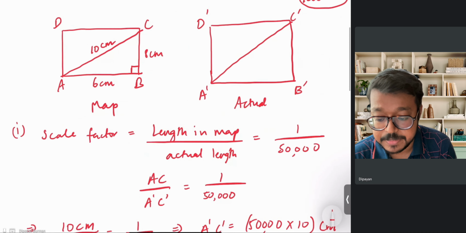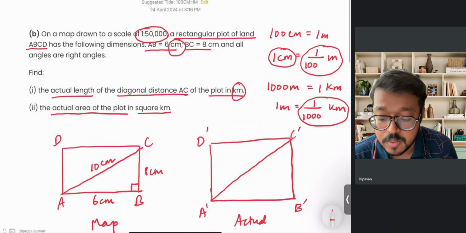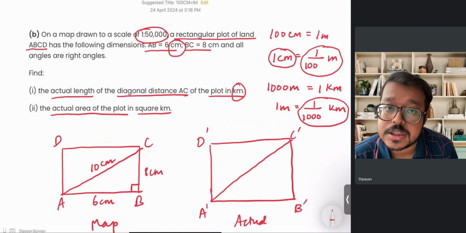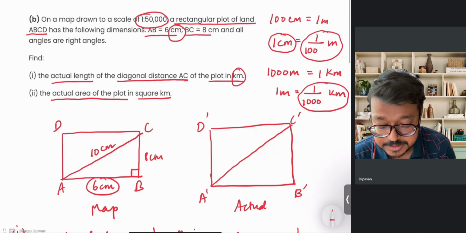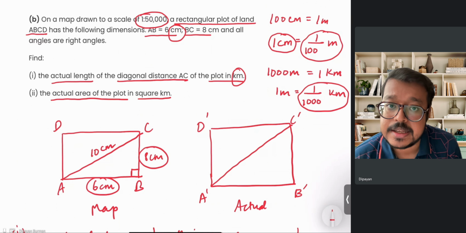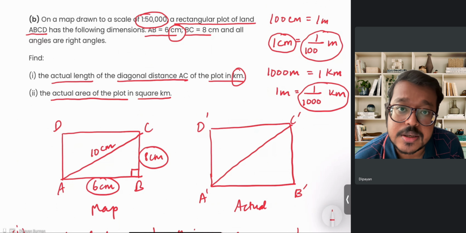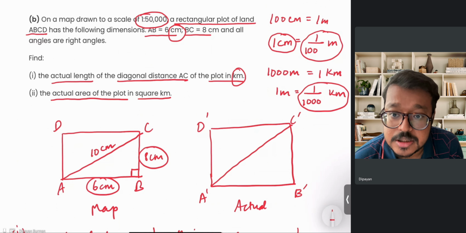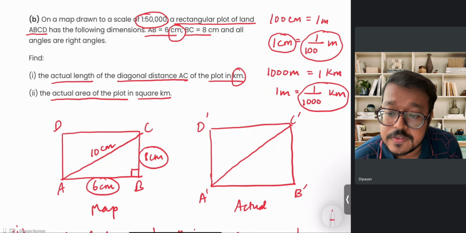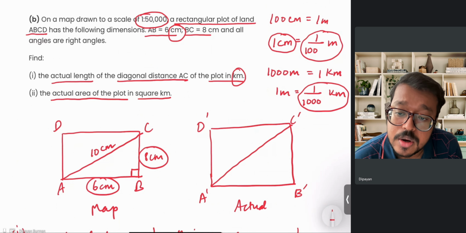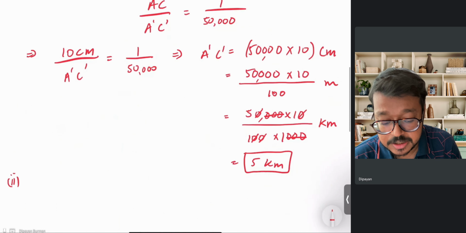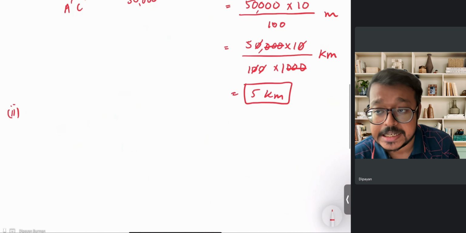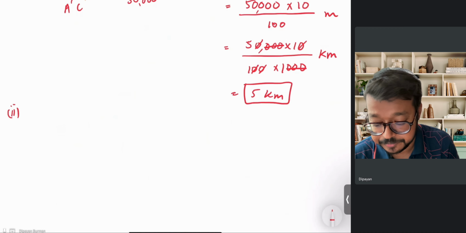Then for the second part, they're asking us what is the actual area of the plot in square kilometer. If I look at the map, the length and breadth are 6 centimeter and 8 centimeter. So the area in the map is 6 into 8, which is 48 centimeters square. Now we need to find the area of the plot in square kilometer. So let's first understand the conversion of square centimeter to square kilometer.